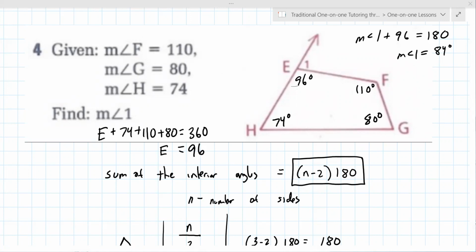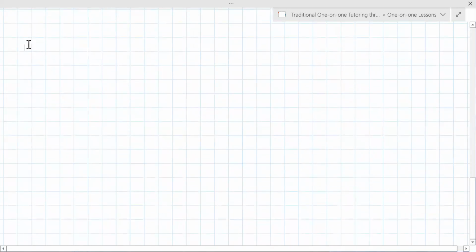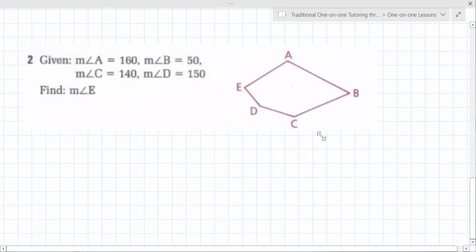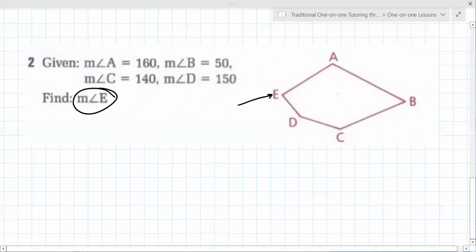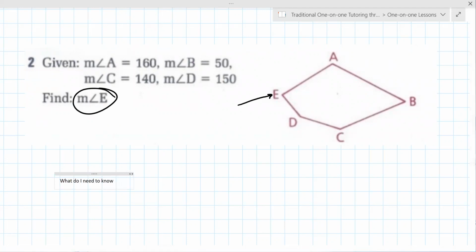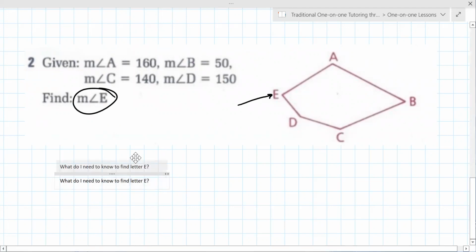Okay. So another way to look at these problems that might be helpful is to go to the thing you're trying to find right away. Find measure of angle E. There's angle E right there. And you literally ask the question, what do I need to know to find angle E? I think that's an important question because it helps you say, oh, if I had all the other angles, I could find letter E.